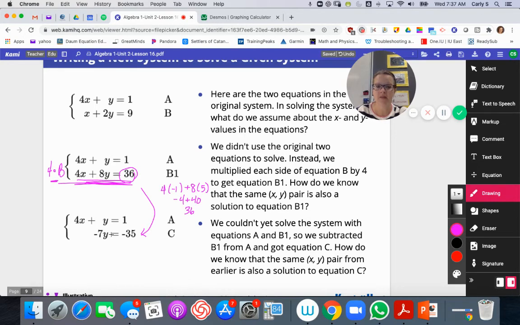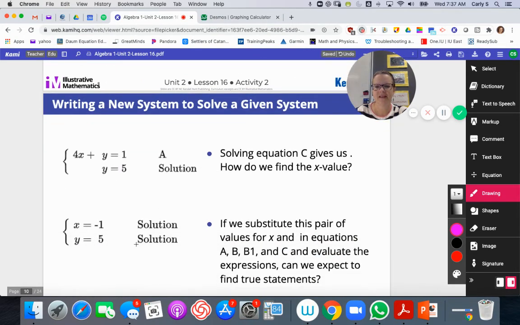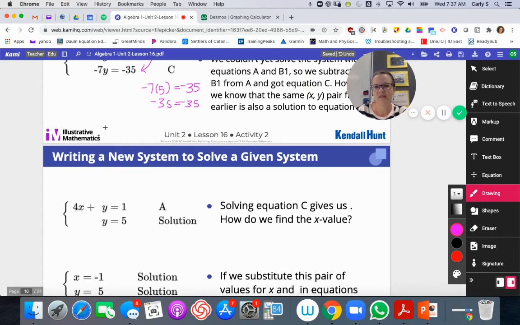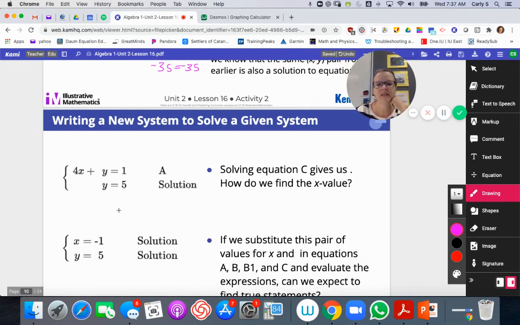How do we know the same xy pair from earlier is also a solution to equation C? Let's plug in our solution. -7 times 5 equals -35. That's true. -35 equals -35. And then solving equation C, dividing both sides by -7, does give us y equals 5.